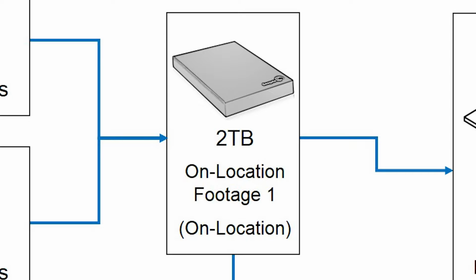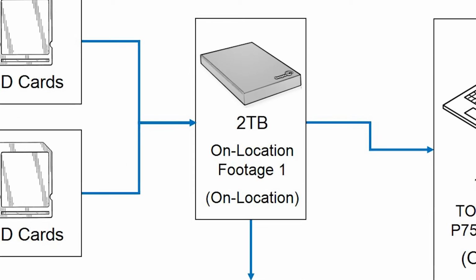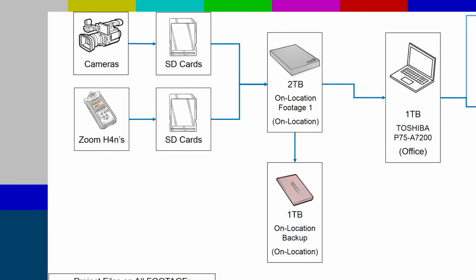And then at the end of the day, before we leave that location, once everything's copied onto that project file on the 2 terabyte on location drive, we copy that entire project file over to that 1 terabyte drive. That way it's copied at least twice. We also have the copy on the SD cards as well.